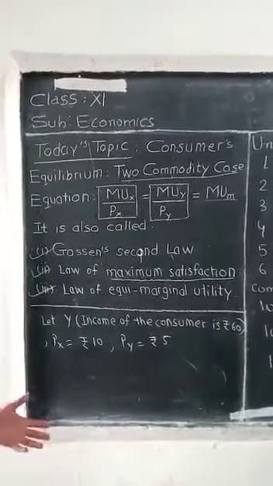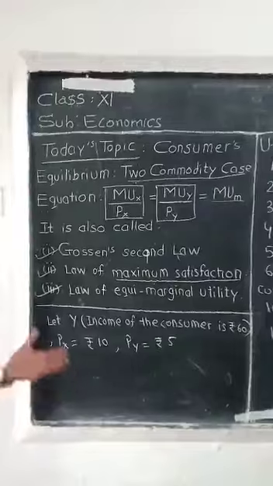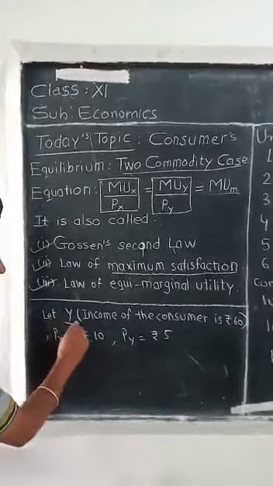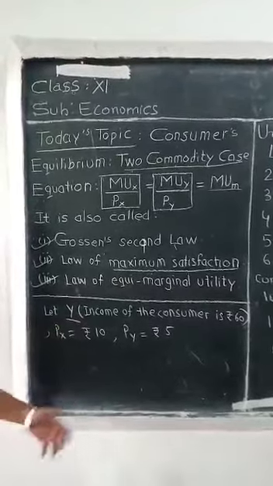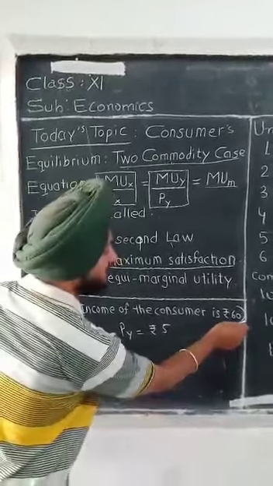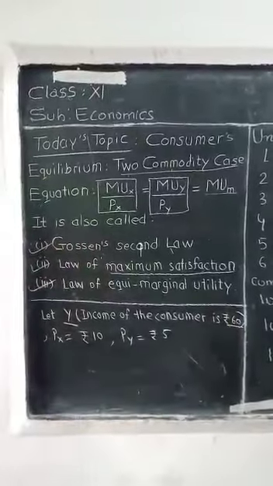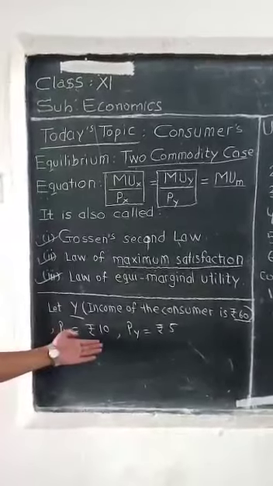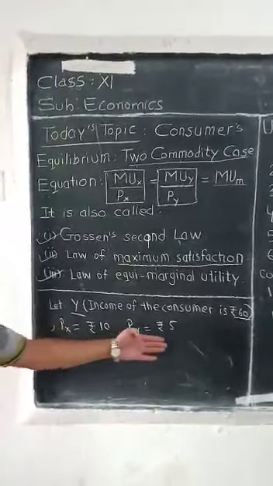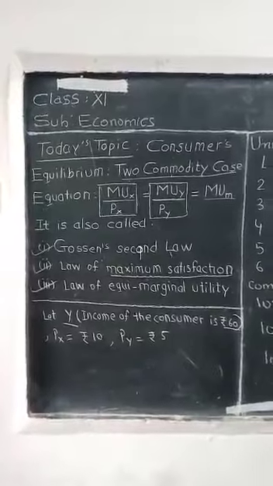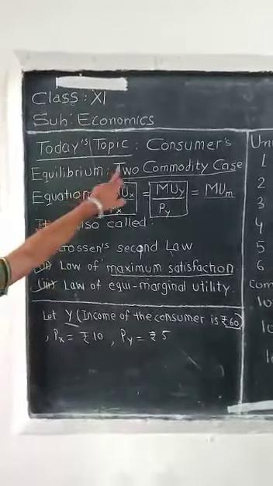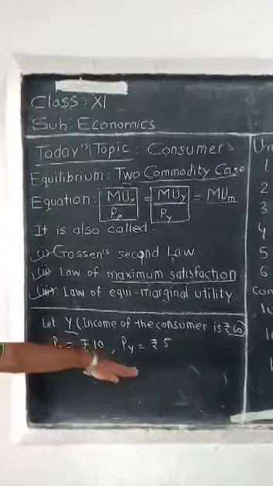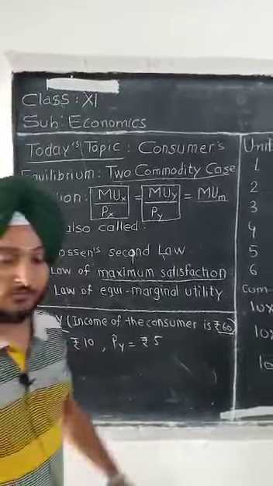This can be fairly understood by having a table and some equations. So let's take an example. Let us suppose that Y denotes the income of the consumer, and we assume the income of the consumer is 60 rupees. We have assumed that the price of x is equal to 10 rupees and the price of y is equal to 5 rupees. So these are the two commodities we are taking. Now we are moving towards our table.